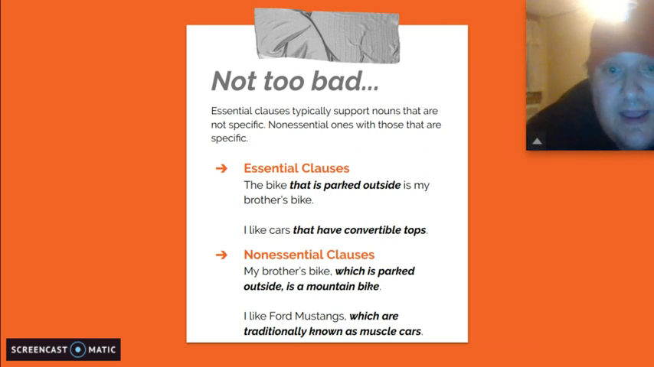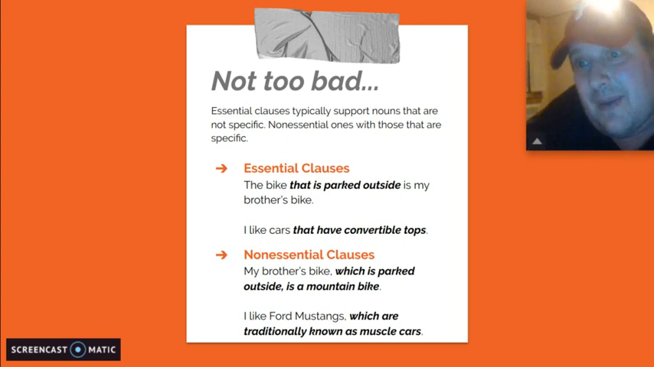I like cars that have convertible tops. Now, there are many cars in the world, but I need to make it specific. So I give it a "that" clause to give it that essential meaning, that important specific meaning, that have convertible tops, right?